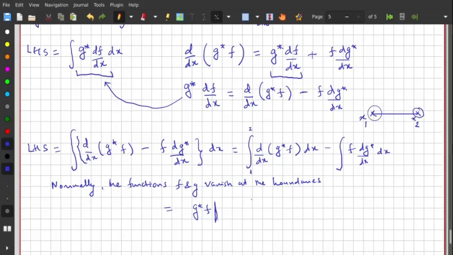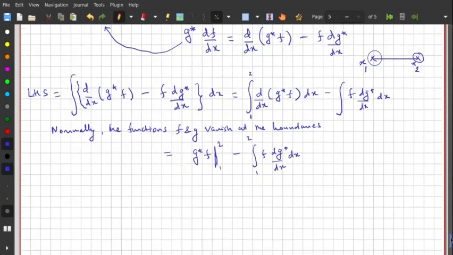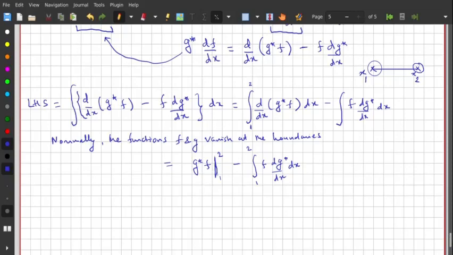Okay, similarly for g. So this is the boundary term from 1 to 2, minus the integral from 1 to 2 of f dg star dx. Okay, so using the idea that the functions f and g vanish at the boundary, this term goes to 0, so we are just left with the left hand side, which becomes minus the integral of f dg star dx. Okay, so that's the left hand side.